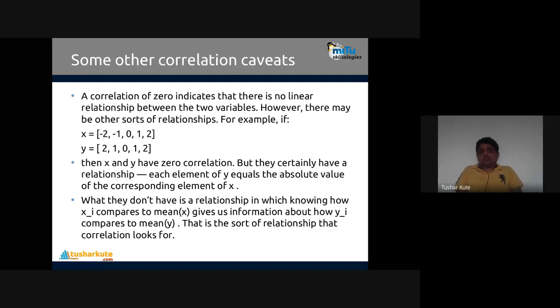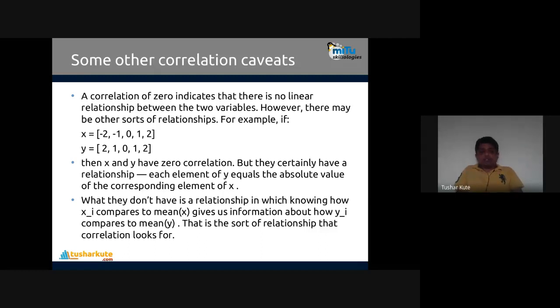So what's the meaning of it? A correlation of 0 indicates that there is no relationship present between two variables. That's what we have seen. However, there may be a sort of relationship present in that. What is it? Non-zero completely. Take the x and y presented here: -2, 2, -1, 1, 0, 0, 1, 1, 2, 2.